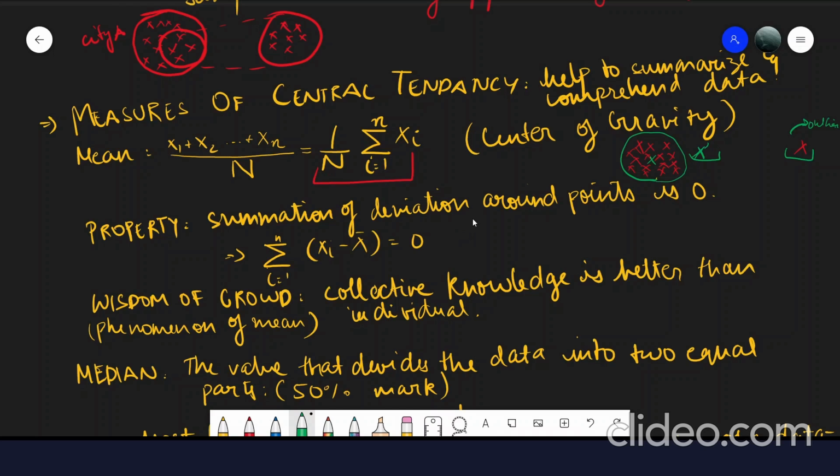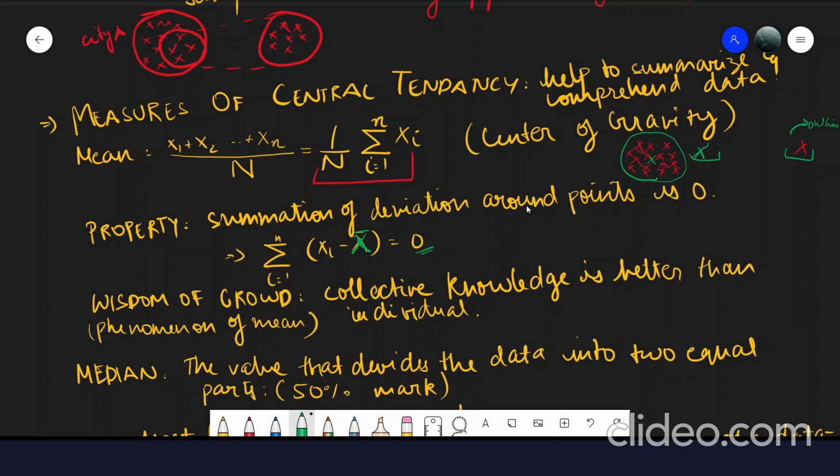So one of the properties of the mean is that the summation of the deviations of the data points around the mean is 0, all right? So if I have the mean given by x bar and I have data points i equals 1 to n, and I subtract them from the mean, the summation of them would always come up to 0. This is a property of the mean. So every point around the mean subtracted and then summed together would give us the value 0.